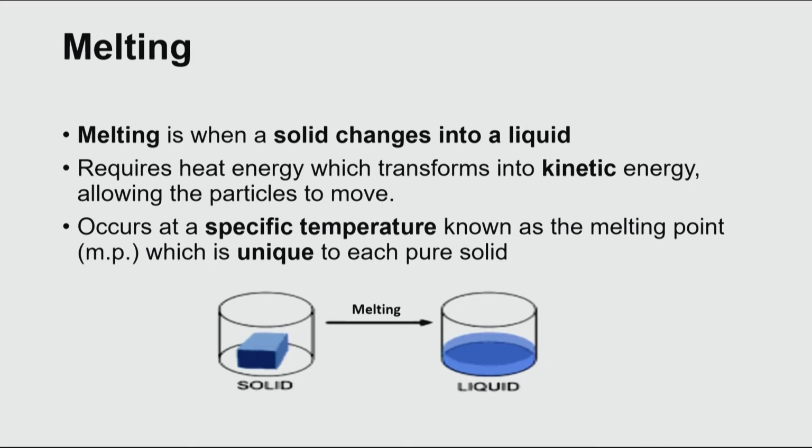liquid. The temperature at which a solid changes into a liquid is known as the melting point, and it is specific for each pure solid. An example, let's say we've got ice. Ice will change from solid to liquid at 0 degrees Celsius if it is pure ice.